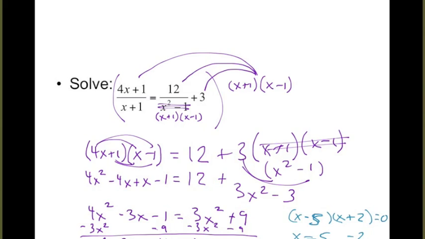Before we call both of those solutions, we want to make sure that neither one of them causes us a problem. So if I plug in a 5, I would get a denominator of 6 and 24. If I plug in a negative 2, I get a denominator of negative 1 and 3. So everything is fine with both of those. They don't make us divide by 0.